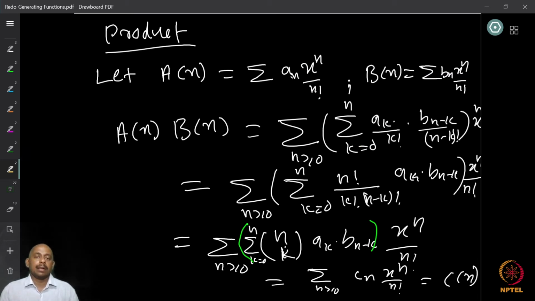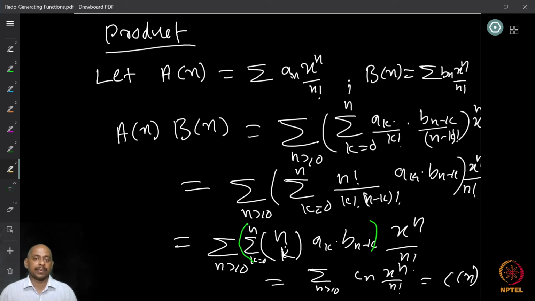So what is the product of generating functions? How do you define the product? The product is defined as before, but when it is an exponential generating function, how can the product be calculated? So we want to see that. Let us look at the product of A(x) and B(x), where A(x) is the summation of a_n x^n by n factorial, and B(x) is the summation of b_n x^n by n factorial.